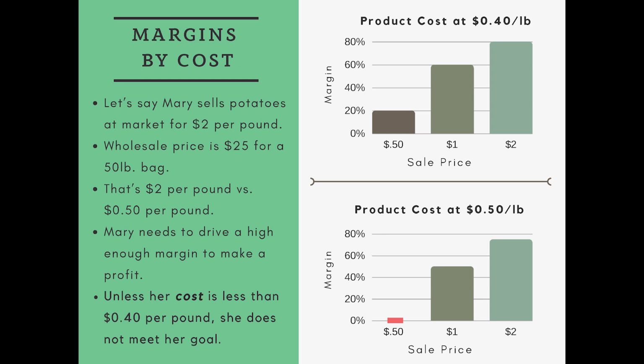Here's just a quick walkthrough margins example. Something like this I think is helpful if you're trying to get the point across about margins with a farmer that you're working with. But obviously in one case, she sells the potatoes at $2 a pound at the farmer's market. Her wholesale price is $25 for a 50-pound bag. That price difference is $2 versus 50 cents per pound. She has to drive a high enough margin to make a profit. So unless her cost is less than 40 cents per pound, she doesn't meet her margin goal, right? If we have that margin goal of 20%, right? Because if we have a 40-cent cost of goods and a 50-cent sale price and the margin is 10 cents, that's going to be a 20% goal, right? So we're just trying to illustrate that difference.